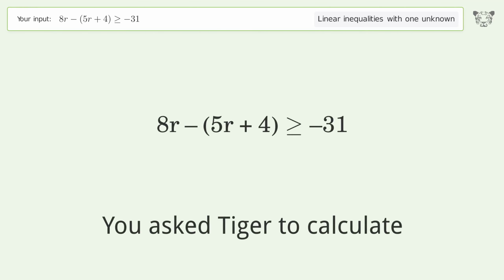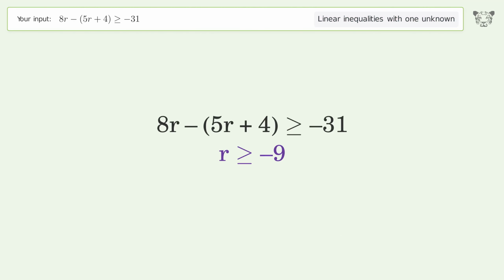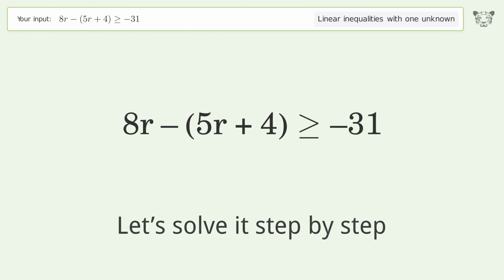You ask Tiger to calculate. This deals with linear inequalities with one unknown. The final result is r equal or greater than -9. Let's solve it step by step.